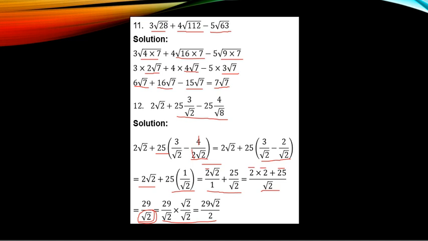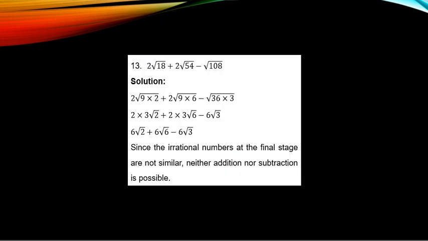Okay. Example 13. Example 13, you have 2 root 18 plus 2 root 54 minus root 108. Okay, if we get the perfect square from each of the numbers, you have 9 times 2, 9 times 6, 36 times 3. So root 9 is 3 times root 2. Root 9 is 3 times root 6. Root 36 is 6 times root 3.